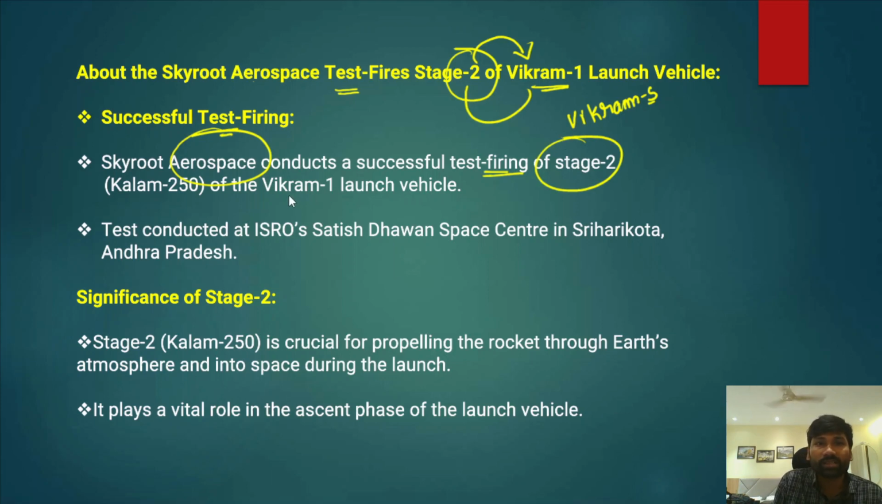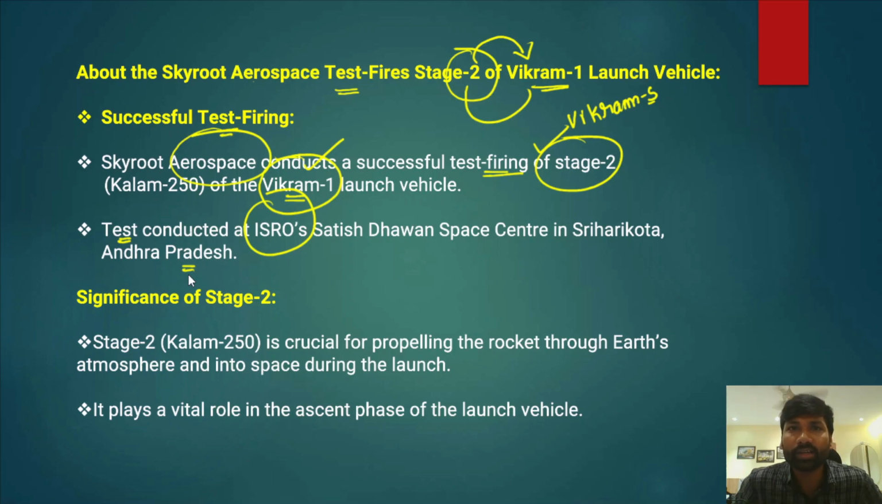Okay, so this successful test firing of the stage 2 rocket is known as the Vikram-1 launch vehicle. And apart from that, the test was conducted at ISRO's Satish Dhawan Space Centre in Sriharikota, Andhra Pradesh. So generally it is very well known for conducting launches from the space centre in Sriharikota, the Satish Dhawan Space Centre.